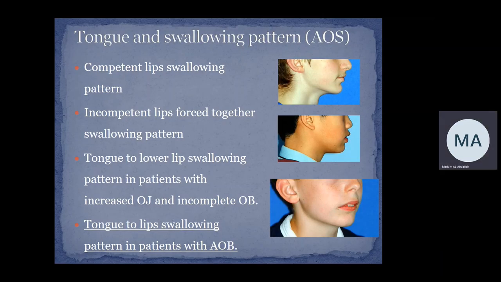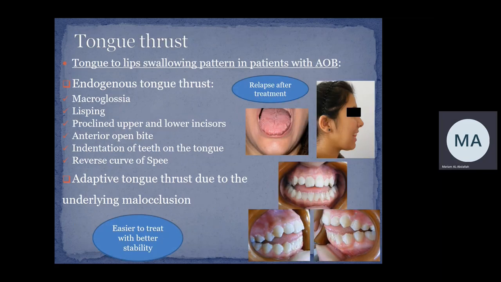Now we come to tongue and swallowing pattern. There are 4 types of swallowing pattern: competent lips swallowing pattern, incompetent lips forced together swallowing pattern, lower lip to tongue swallowing pattern, what we call the lip trap, associated with incomplete overbite, and tongue thrust or tongue to lips swallowing pattern. Tongue thrust is 2 types, and it's very important to differentiate between them. It's important, yes, but it's very difficult.